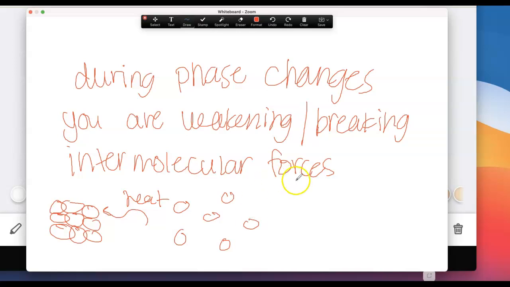Okay? So for example, water is held together by hydrogen bonds. So what the heat does is it goes in and it weakens the hydrogen bonds in the water molecules to spread the molecules further apart so that they can become a liquid.